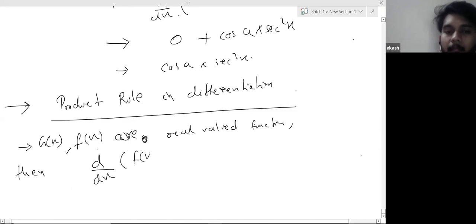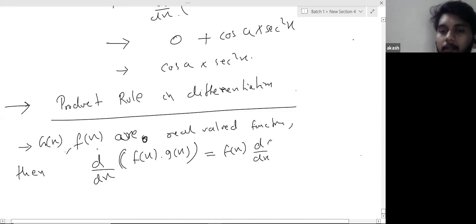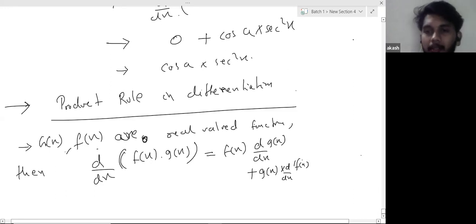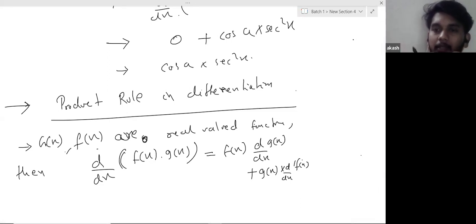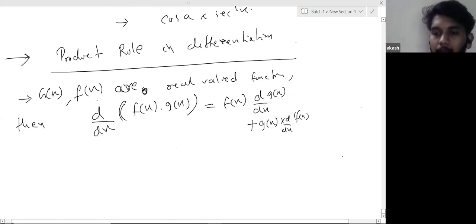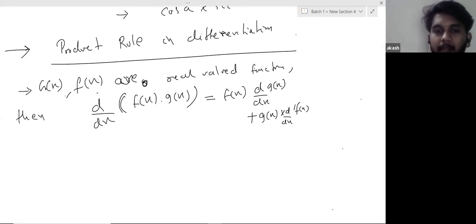differentiation of f of x into g of x. All right, if two functions have been multiplied, then differentiation is equal to f of x into differentiation of g of x plus g of x into differentiation of f of x. All right, if two functions have been multiplied, then take first function into differentiation of second function plus second function into differentiation of first function. Write this down. We'll solve a few questions, then you'll be absolutely clear with this. All right, just write it down.